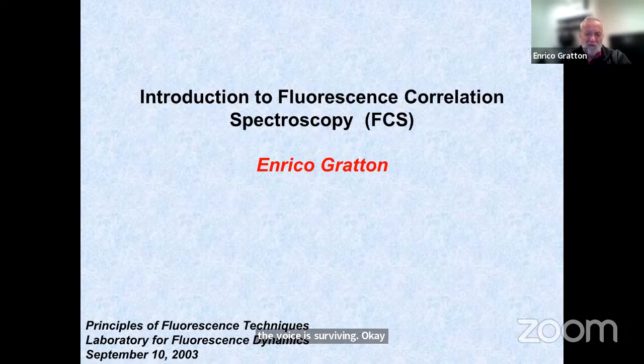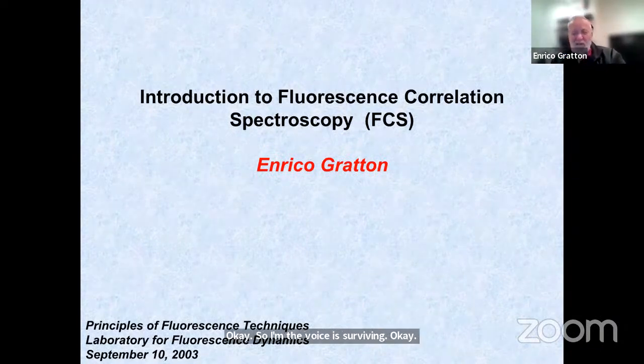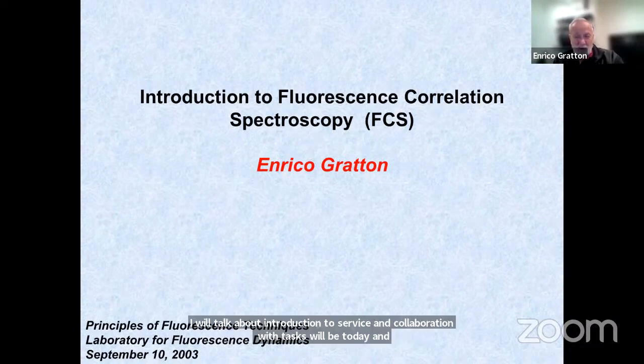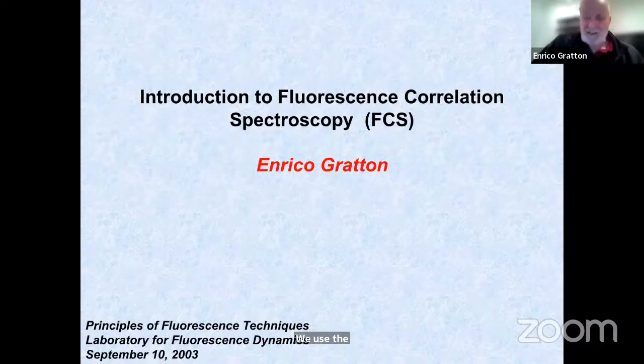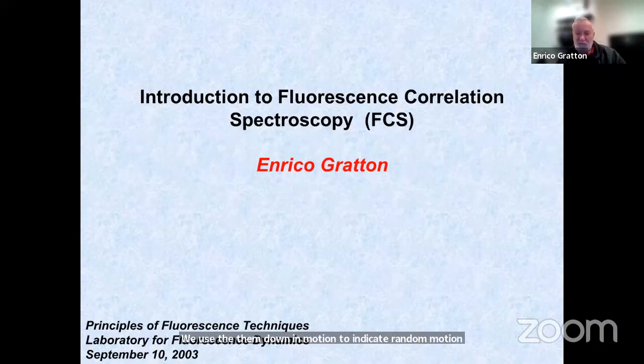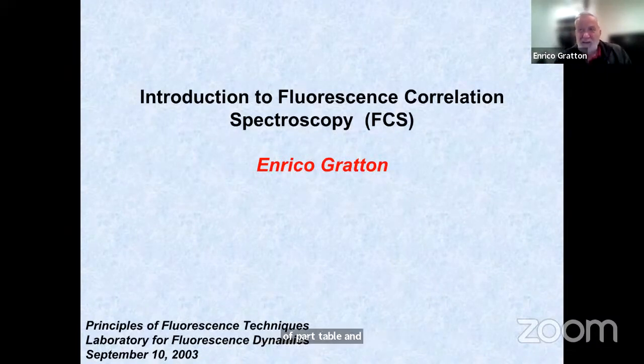So I will talk about the introduction to fluorescence correlation spectroscopy today. And I want to say that, first of all, we use the term Brownian motion to indicate random motion of particles. And Robert Brown was a botanist, and he was interested in proving that everything that is moving is alive.